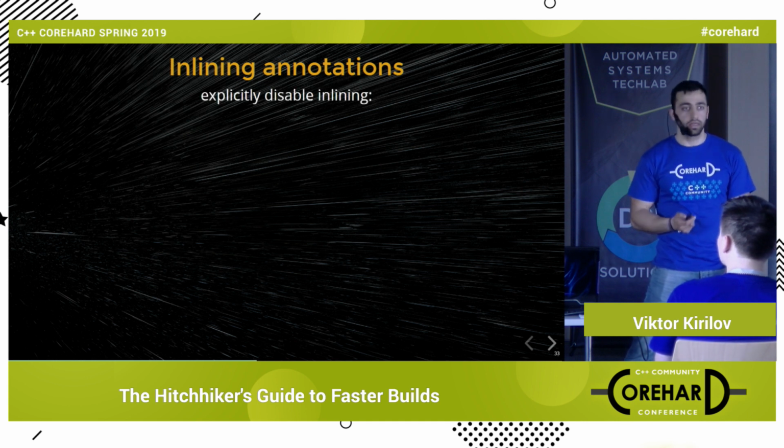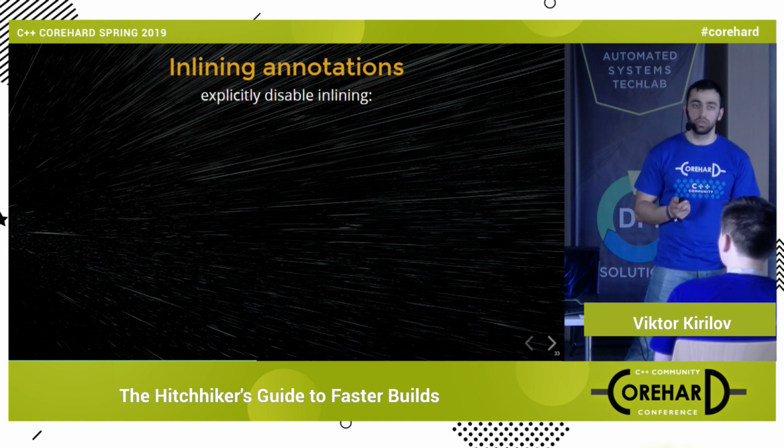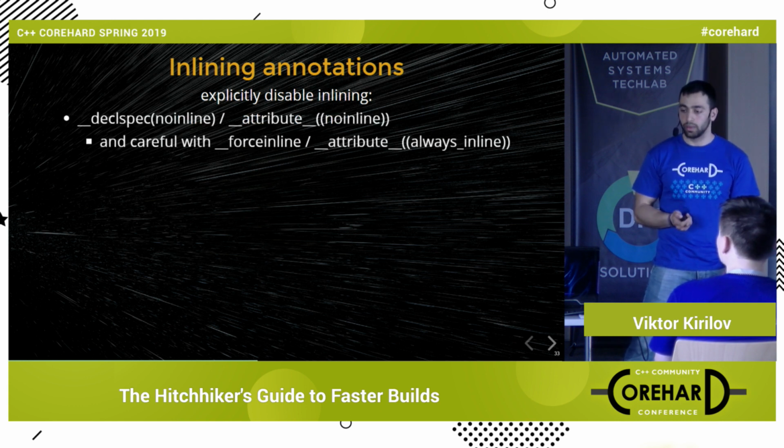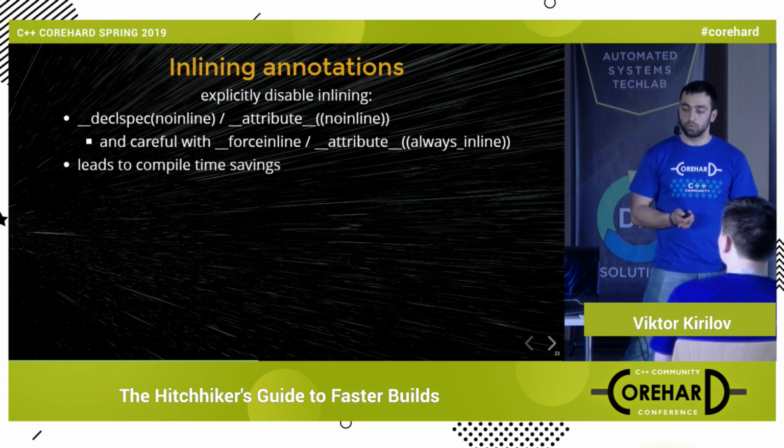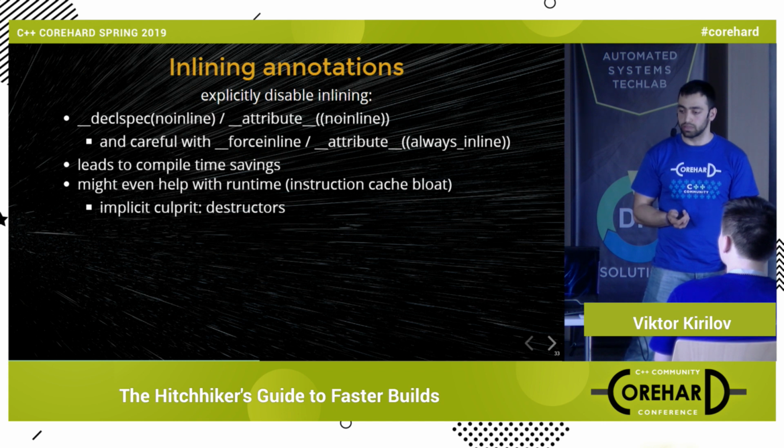Next, we'll talk about inlining. Inlining is good for faster code, but it's not good for faster compile times. And sometimes we need to explicitly say that we don't want a symbol to get inlined. For that, we can use the attributes noinline and always_inline. This almost always leads to compile time savings, and it might even help with runtime.